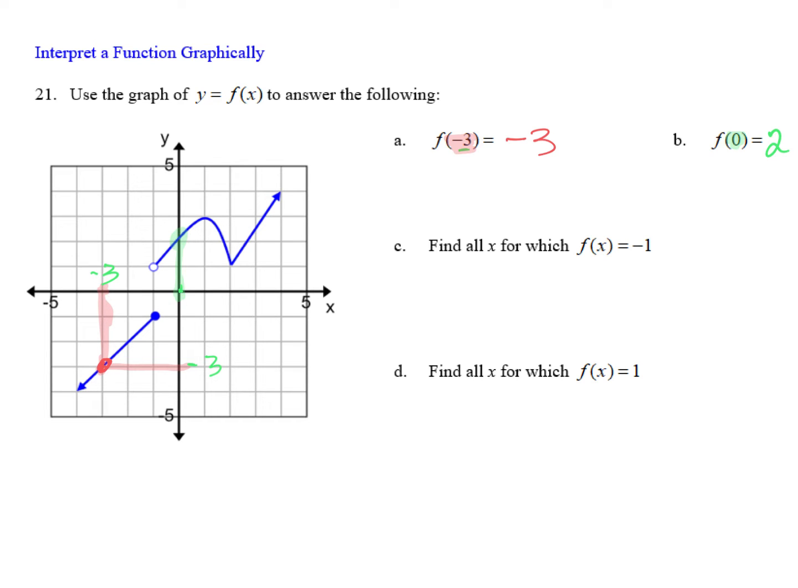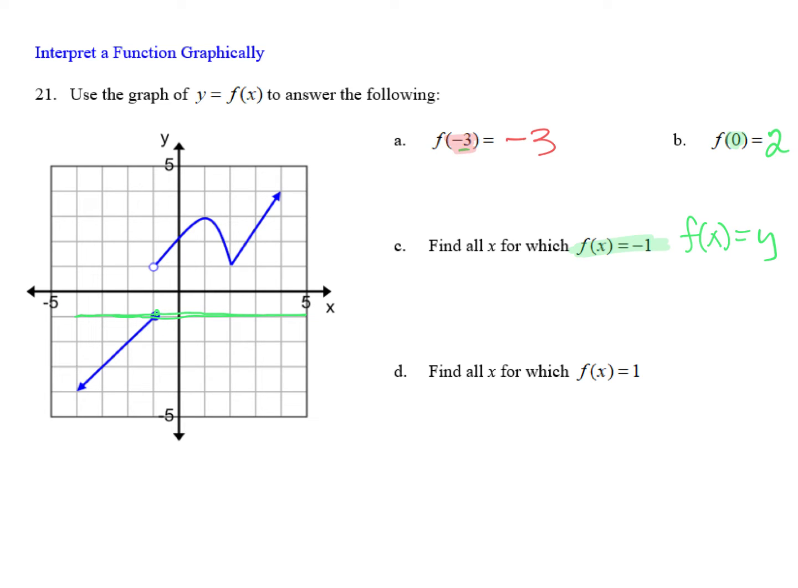Now, I'm going to erase this because the next question is going to ask it in a little bit different manner. It wants to know, find all values of x for which f of x equals negative 1. And remember what I told you, f of x equals y. So it's saying if y is negative 1, what are all my x values? So y is negative 1. So here's y equal to negative 1. So what are all the x points there?